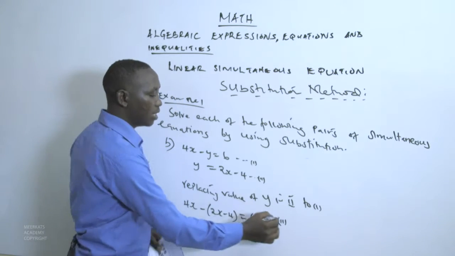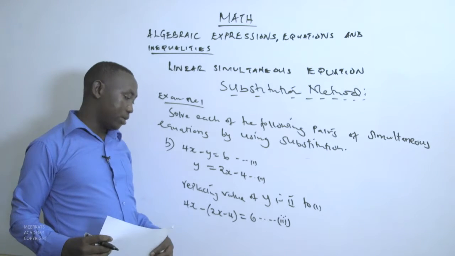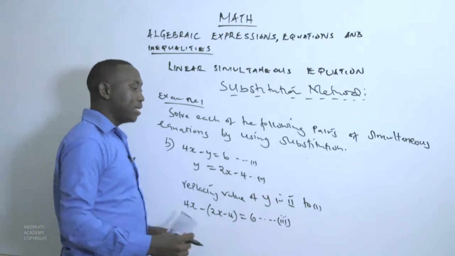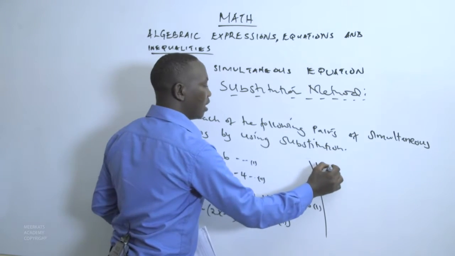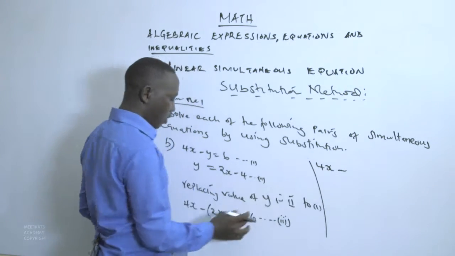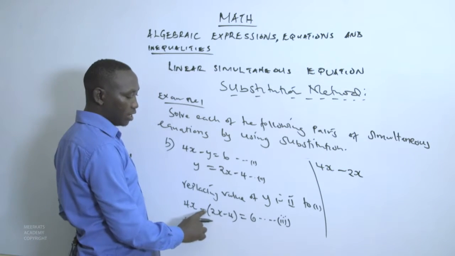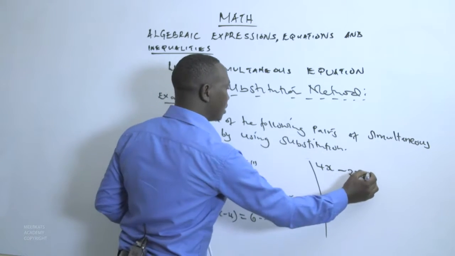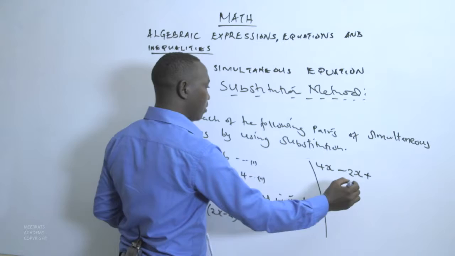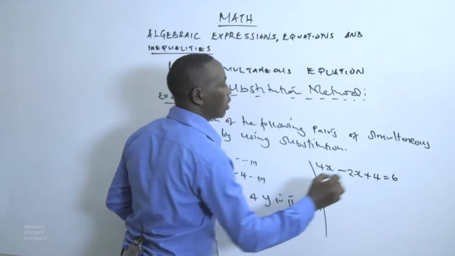This gives us the third equation. If we expand this, then we'll get 4x, when you open this, will be minus 2x. Because of this minus and this minus, you're going to have a positive. So plus 4 is equals to 6.